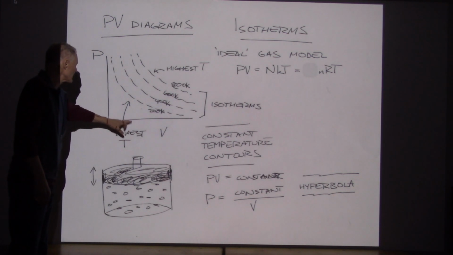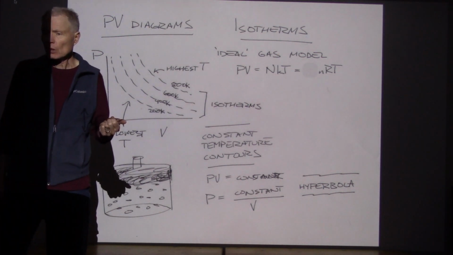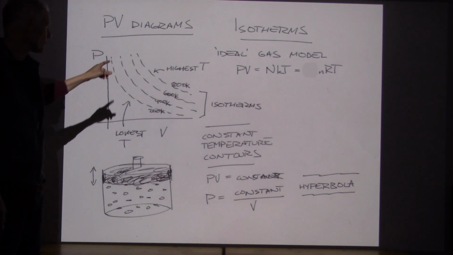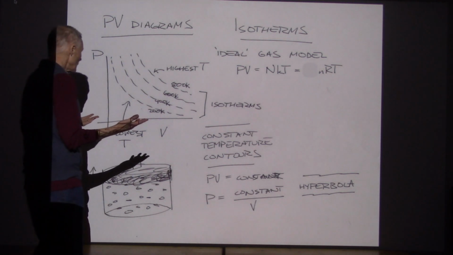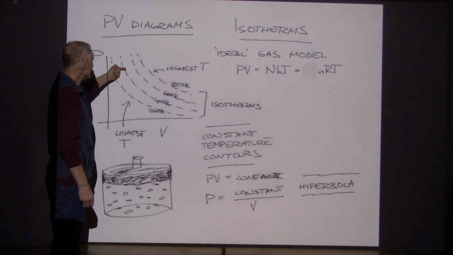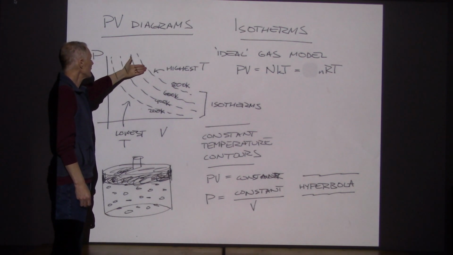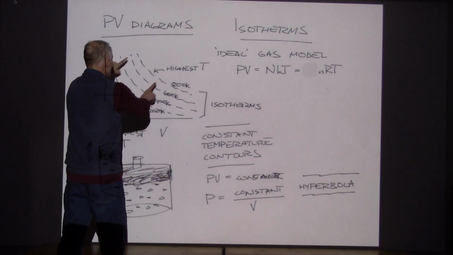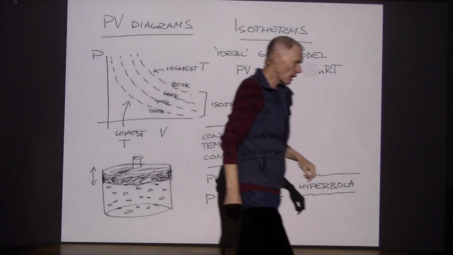Now, we're going to be analyzing a lot of different processes using these PV diagrams. So it's going to be handy to realize that with ideal gases, there are always going to be these hyperbolic contours of constant temperature. That says if I've got something where the volume is going up and the pressure is being maintained, the temperature must also be going up. Increasing temperatures are in that direction, decreasing temperatures are in the opposite direction.